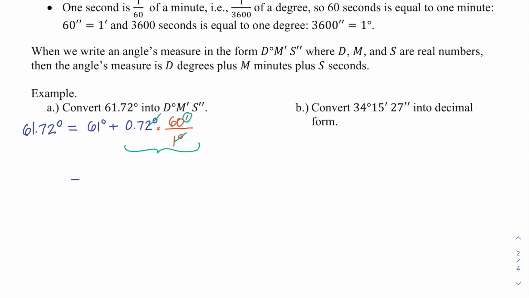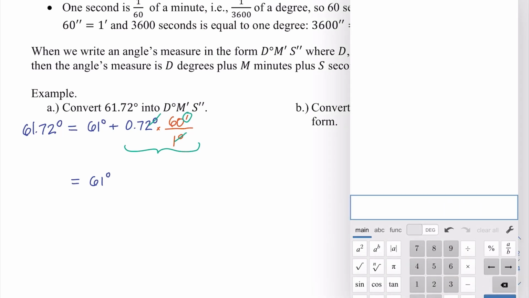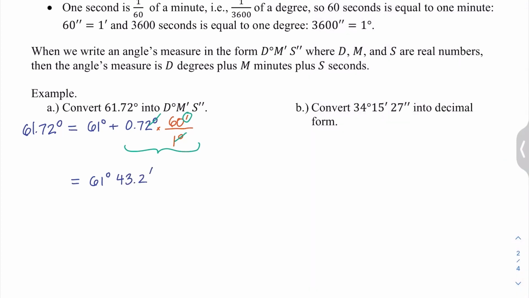Let's see what that gives me. That gives me 61 degrees, and then I need to multiply 0.72 times 60. So feel free to use a calculator for something like this. 0.72 times 60. I get 43.2 here, and I'm using the Desmos Scientific Calculator for this part. So that is 43.2 minutes. Now I want it in degrees, minutes, and seconds.